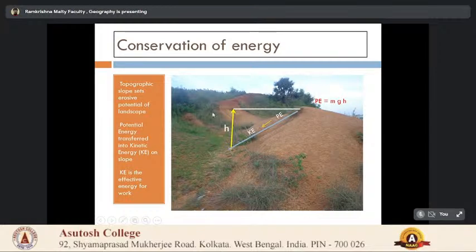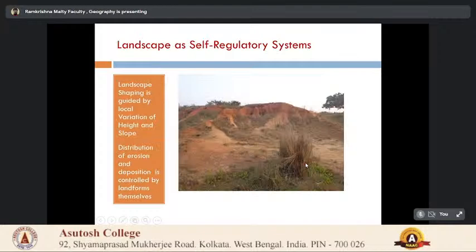And if you keep this relationship in your mind, then this understanding will be clear to you. And thus, a landscape is a self-regulatory system. Landscape is a self-regulatory system. How much change on a landscape is expected depends upon the character of that landscape's distribution of slope and height only.